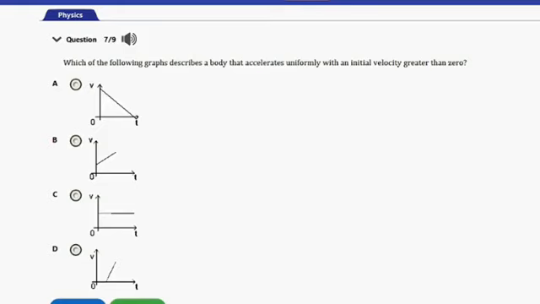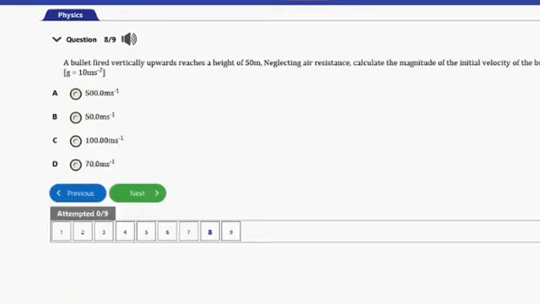Let's go ahead and consider the next question, guys. So guys, the next question here is question number 8. It says, a bullet fired vertically upwards reaches a height of 50 meters. Neglecting air resistance, calculate the magnitude of the initial velocity of the bullet. So guys, we have g as 10 meters per second squared.